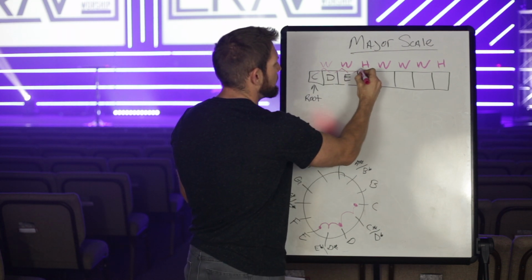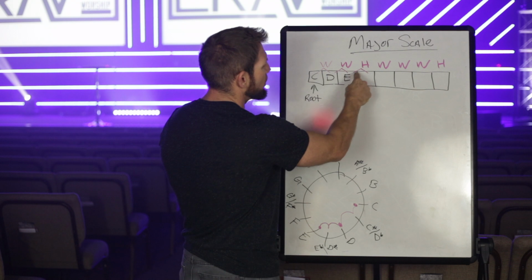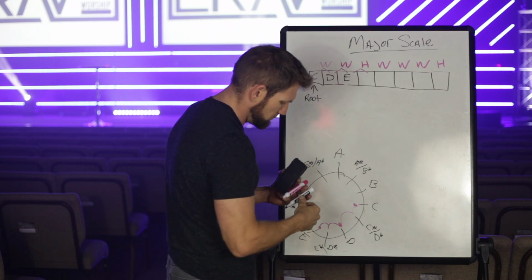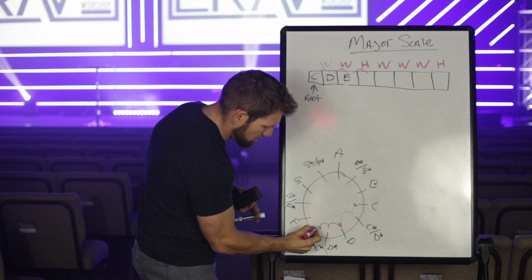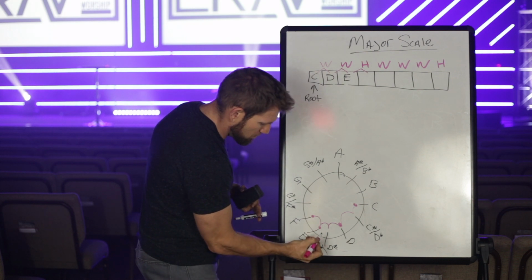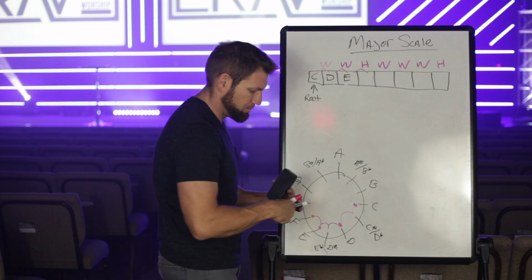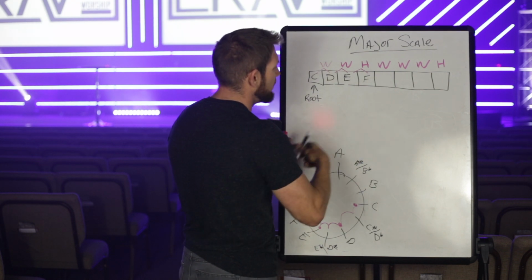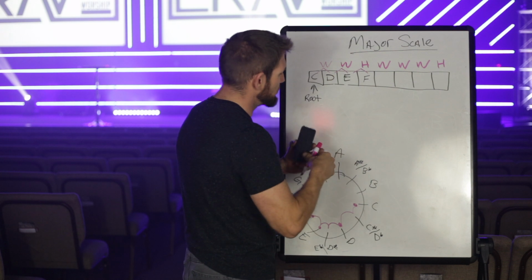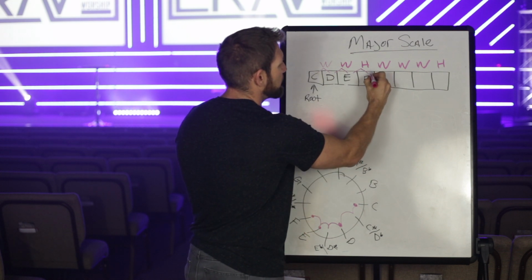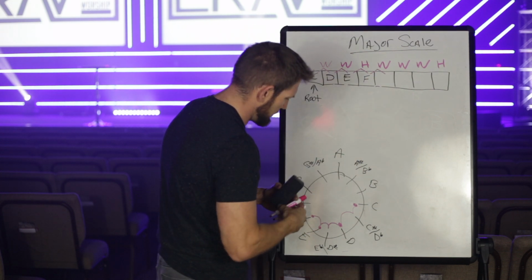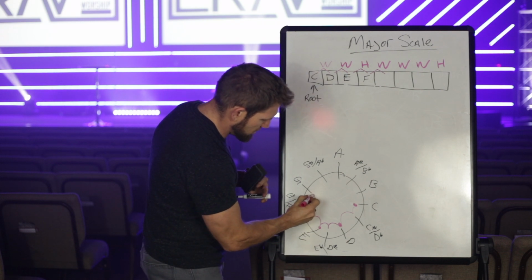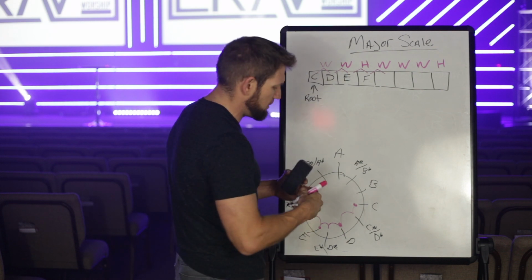And again, now we're going to go 1 half step from E to populate this block. What is a half step from E? It's F. Now again, 1 whole step from F. Let's find where that's at. 1 whole step is 2 half steps. So we've ended up with G.